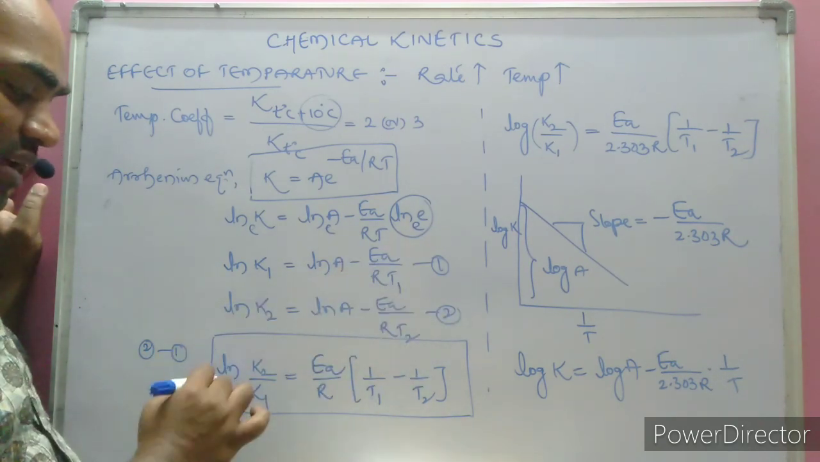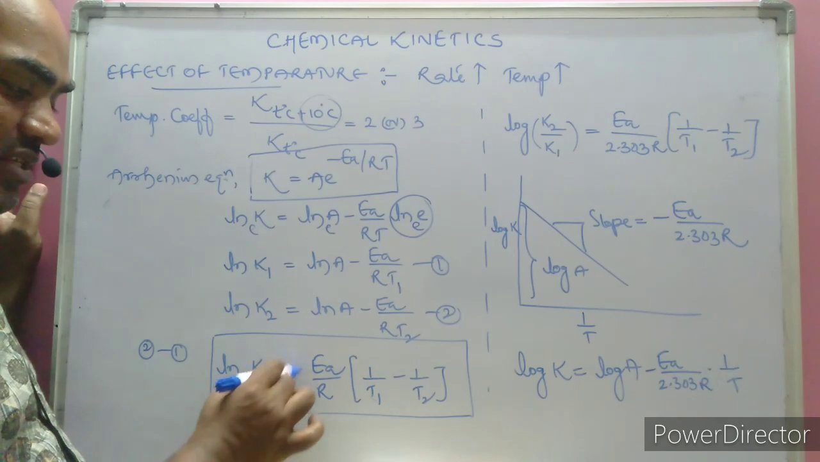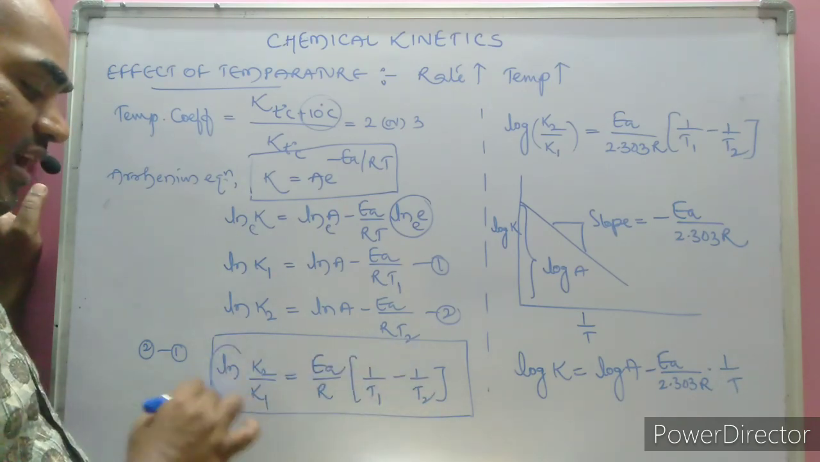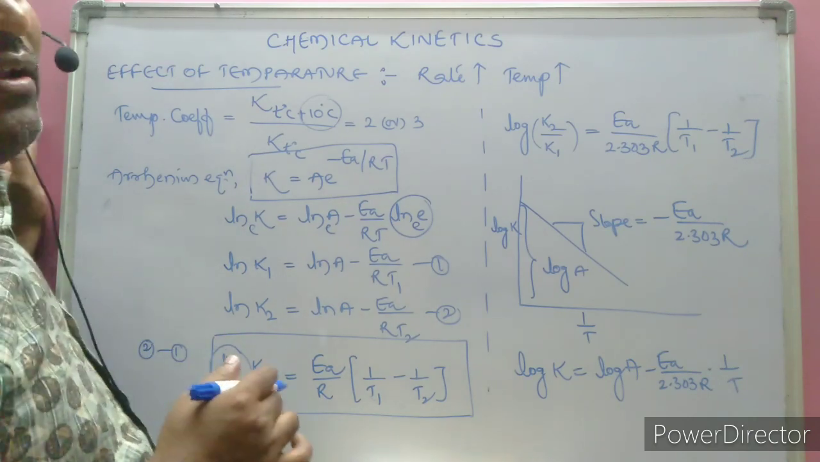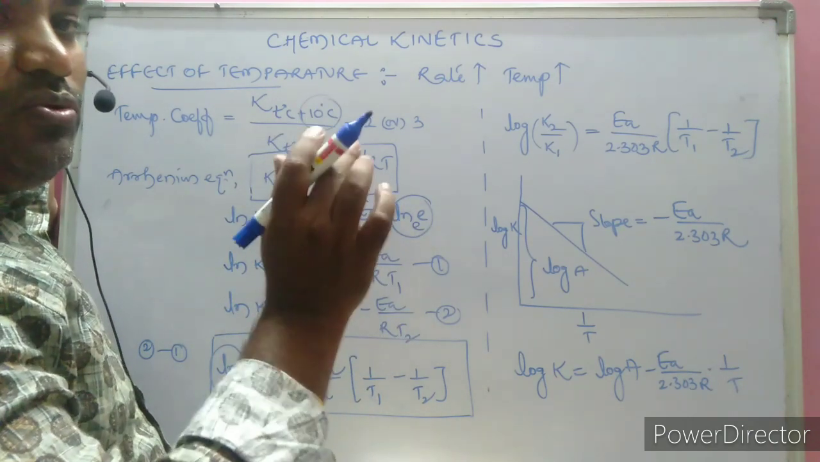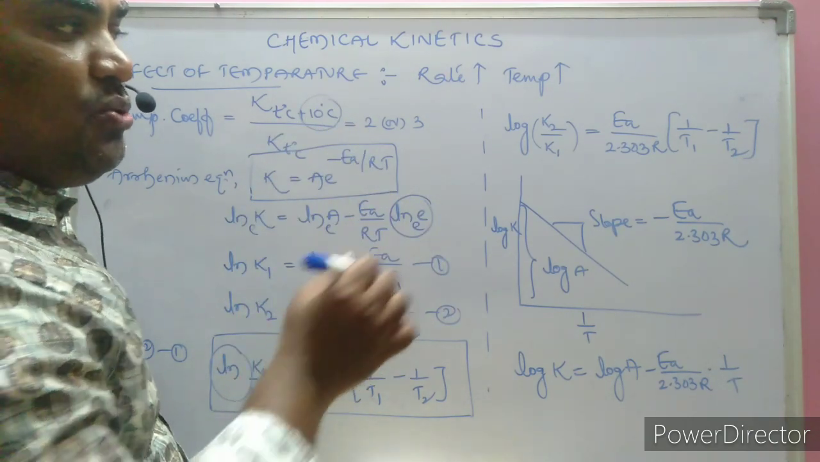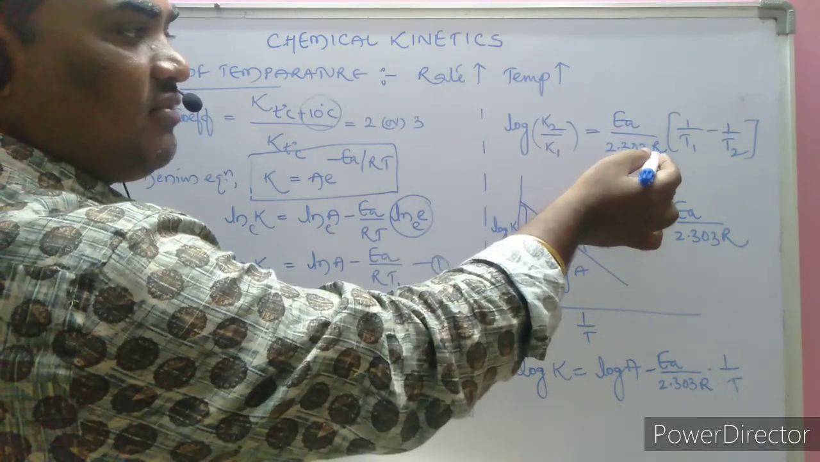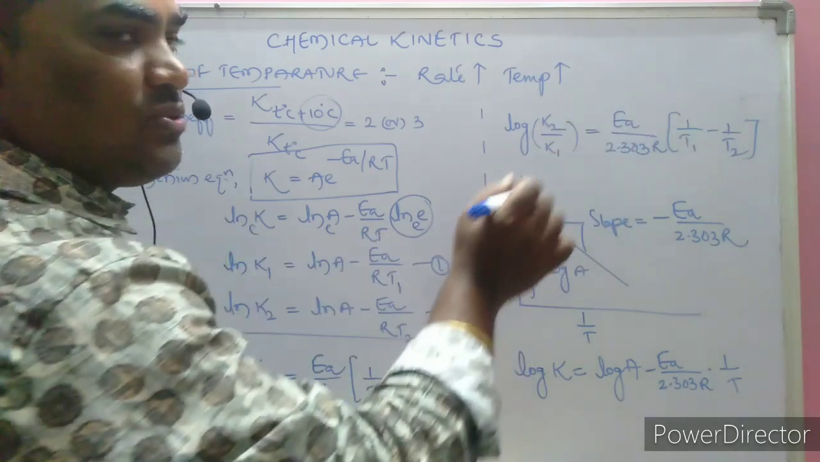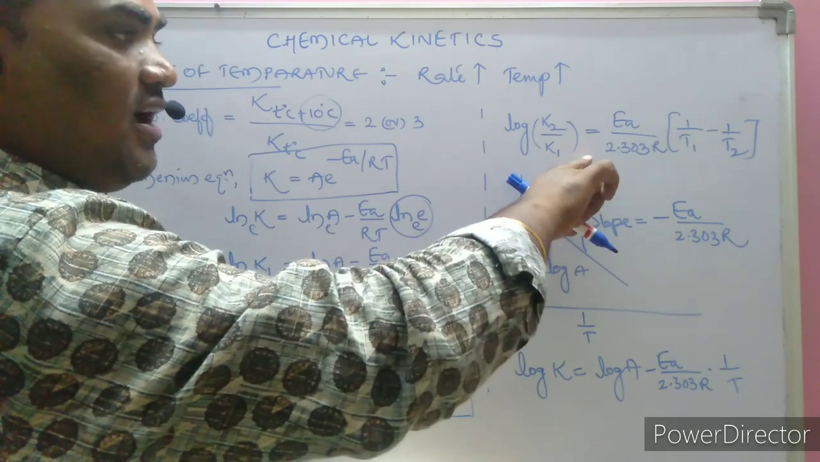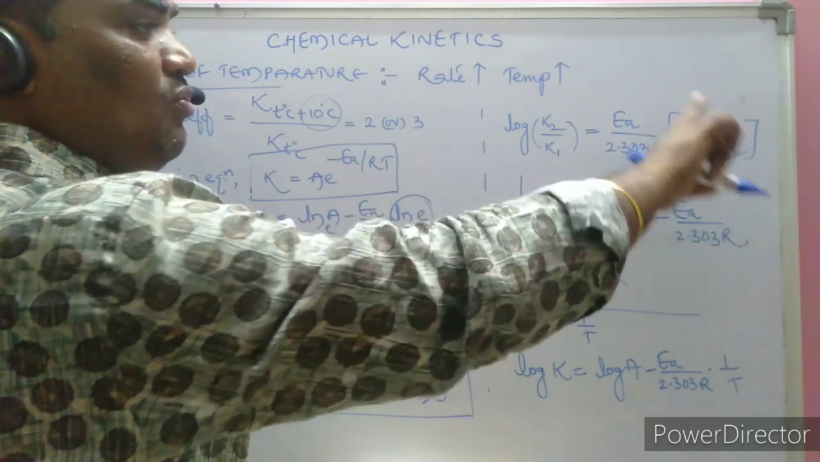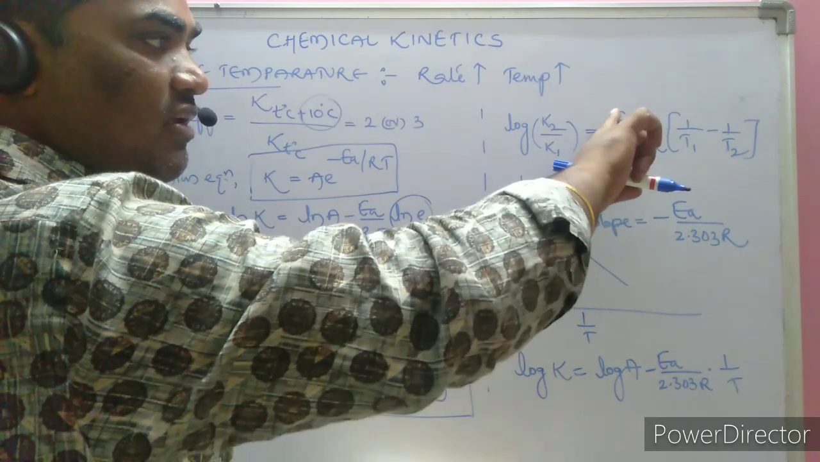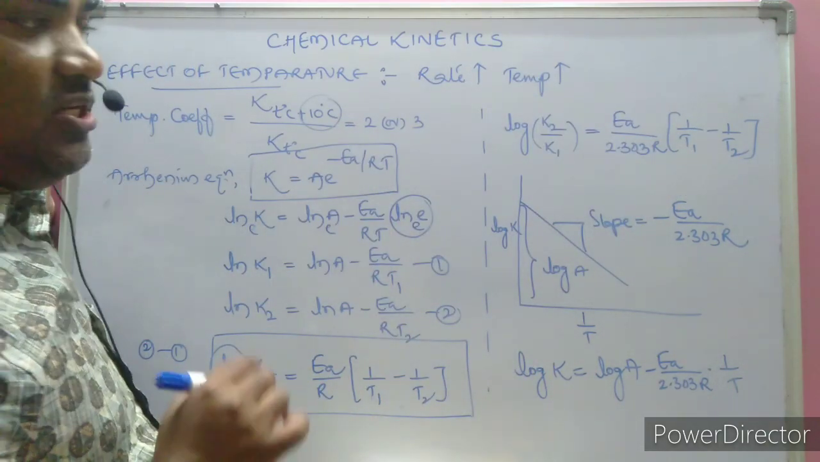2 minus 1, we get ln k2/k1 = Ea/R into (1/T1 - 1/T2). But ln values are not available in the logarithmic table. Hence, we need to convert by multiplying by 2.303. Hence, log k2/k1 = Ea/(2.303 R) into (1/T1 - 1/T2). A previously asked question in IIT JEE, where the T1, T2 values, Ea value, and the ratio value are given, if you want to calculate the activation energy.